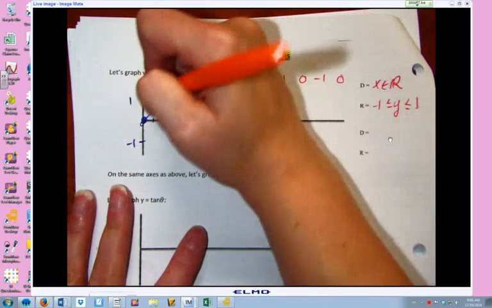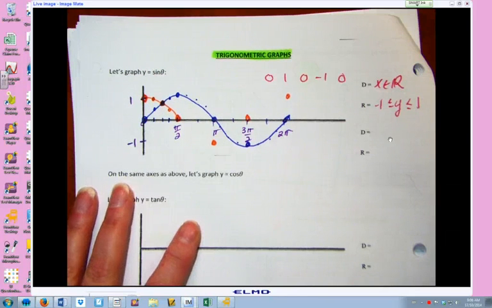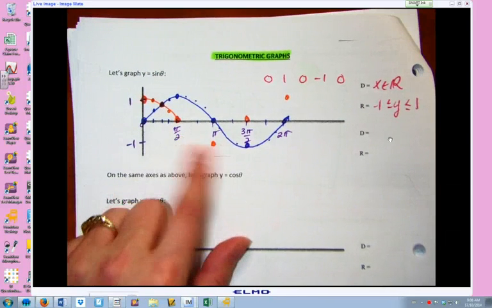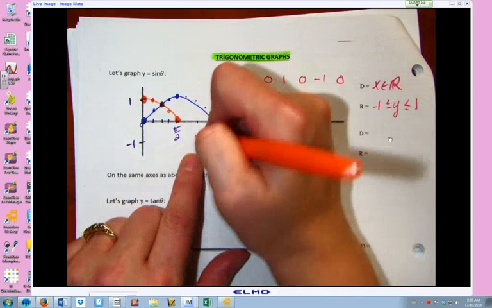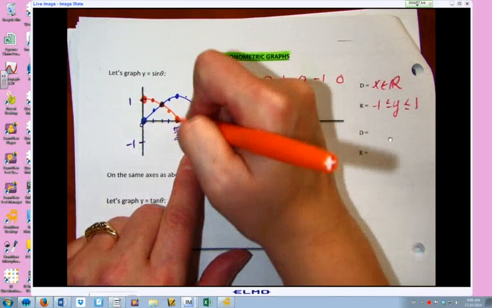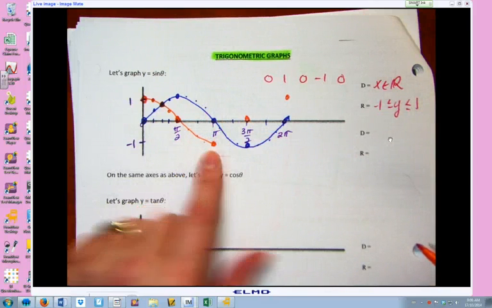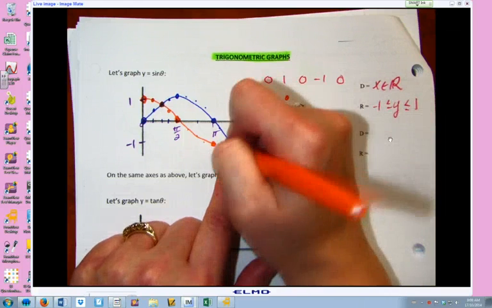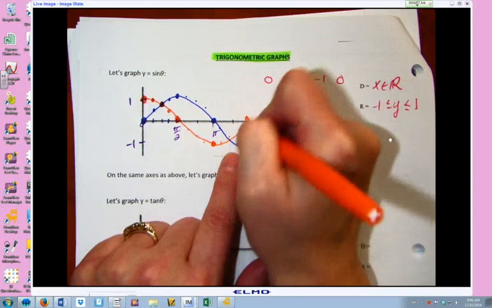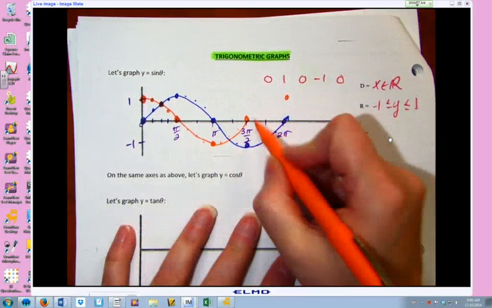Okay, so already we're getting this kind of down curve here. In quadrant 2, what do we know about cos? It's negative, so they're going to be below the axis. Quadrant 3, negative, so it's going to stay below the x-axis. And quadrant 4, positive.